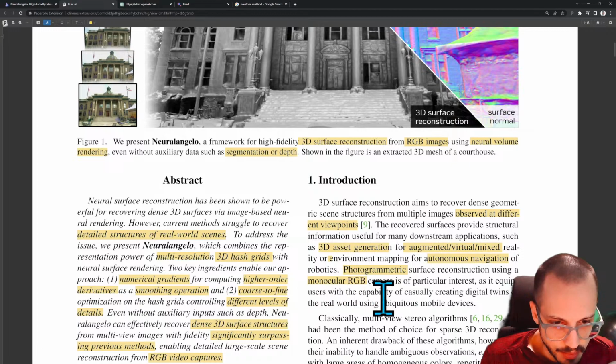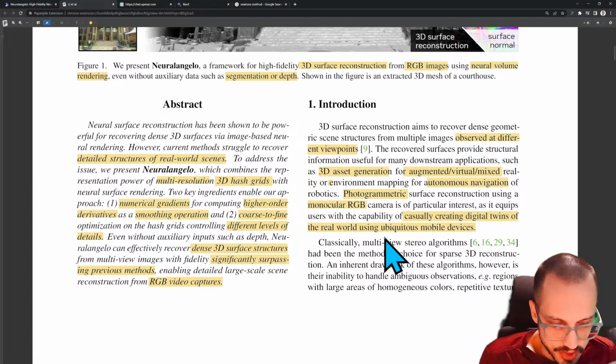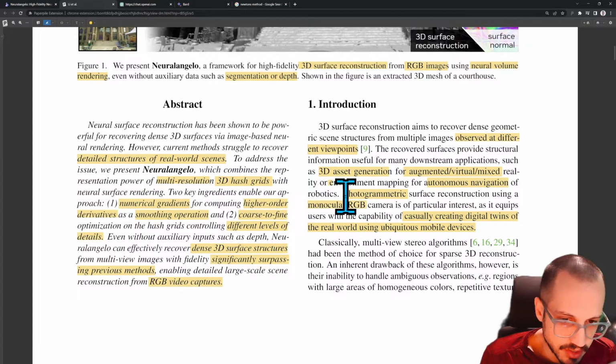As it equips users with the capability of casually creating digital twins of the real world using ubiquitous mobile devices. Yeah, and there's kind of like a battle going on, right? On one hand, having multiple cameras and depth sensors is going to make it better for photogrammetry, and you see a lot of cell phones moving in this direction. I think the latest Apple cell phone and the latest Pixel cell phones have actual depth sensors in them, which means that they can give depth, and that means that the algorithm that you use to reconstruct objects can be much better. But then on the other side, the algorithms themselves are getting better and better over time.